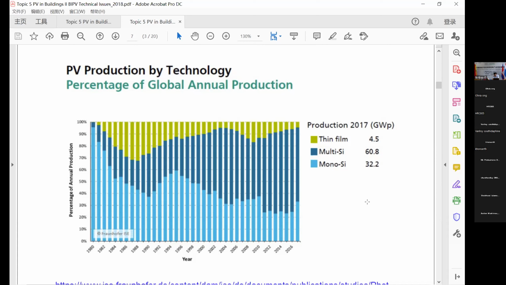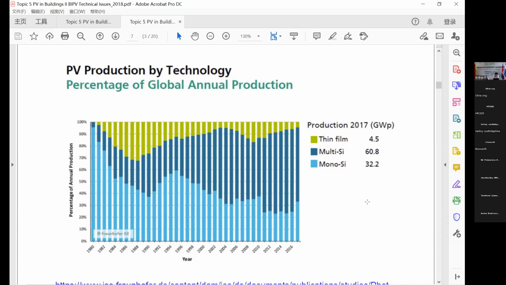But for multi and monocrystalline, one thing is that their cost is significantly reduced, and another important thing is that the power conversion efficiency of this silicon-based solar cell significantly increased. At first, if I remember, in 1980, the highest power conversion efficiency of the silicon-based solar cell was only 12 to 15%. At that time, it was a world record.